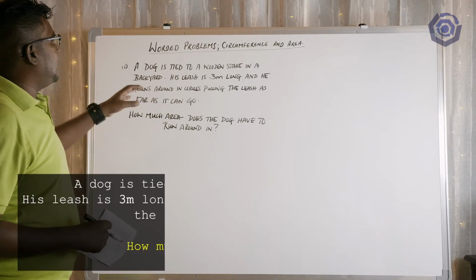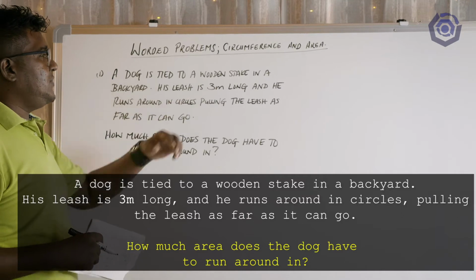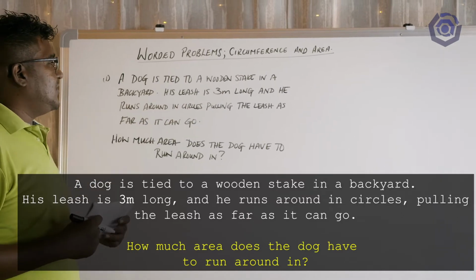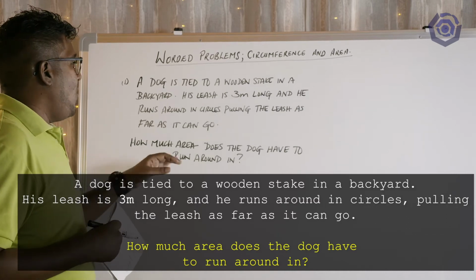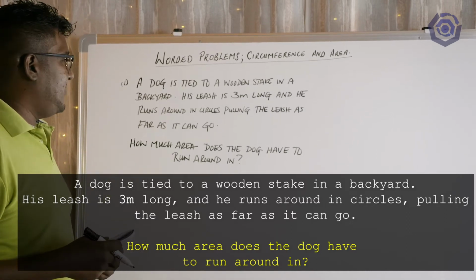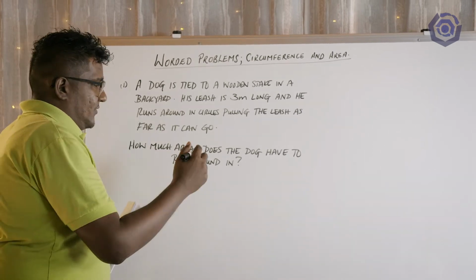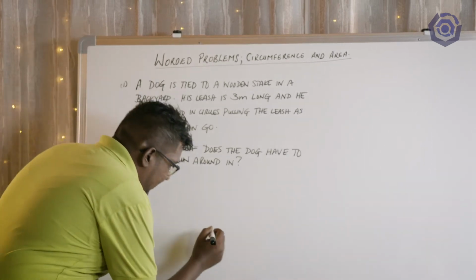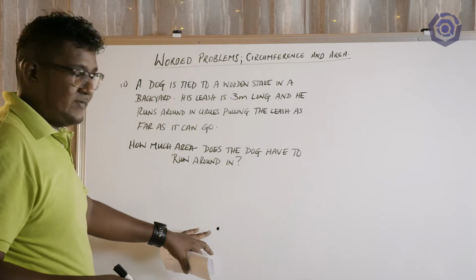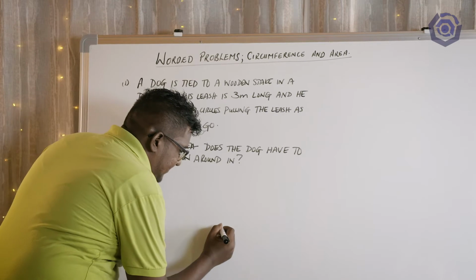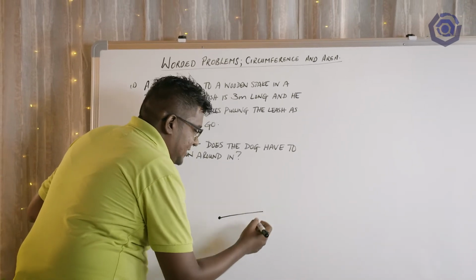So the first one is: a dog is tied to a wooden stake in a backyard. His leash is 3 meters long and he runs around in circles pulling the leash as far as it can go. How much area does the dog have to run around? Now, first thing you have to remember is that you have a stake in the ground. So let's call the stake the center of the circle. You have the leash, and what does a dog look like?